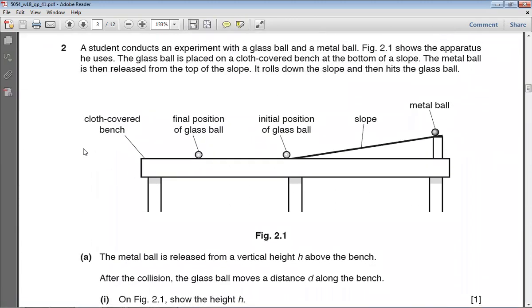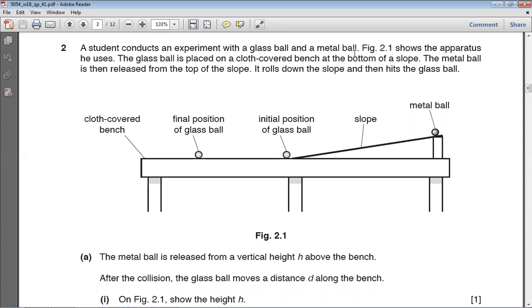Next question is question number 2. A student conducts an experiment with a glass ball and a metal ball. Figure 2.1 shows the apparatus he uses. The glass ball is placed on a cloth covered bench at the bottom of a slope. The metal ball is then released from the top of the slope. It rolls down the slope and then hits the glass ball.